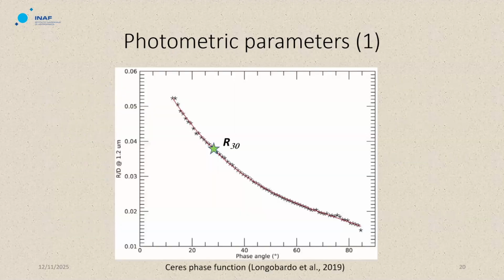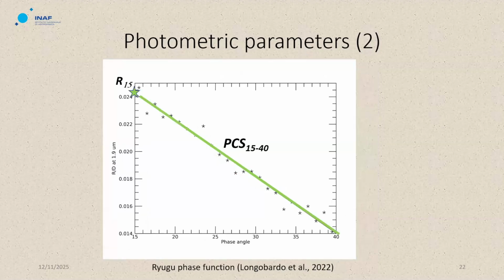This is the definition in the case we have a range up to 90 degrees. This is the case of Ceres, but also of Vesta and Churyumov-Gerasimenko. We retrieve the reflectance at 30 degrees and the slope between 20 and 60 degrees. In the case of Ryugu, we have observations up to 40 degrees phase angle, so our photometric parameters are R15 and PCS calculated between 15 and 40 degrees.